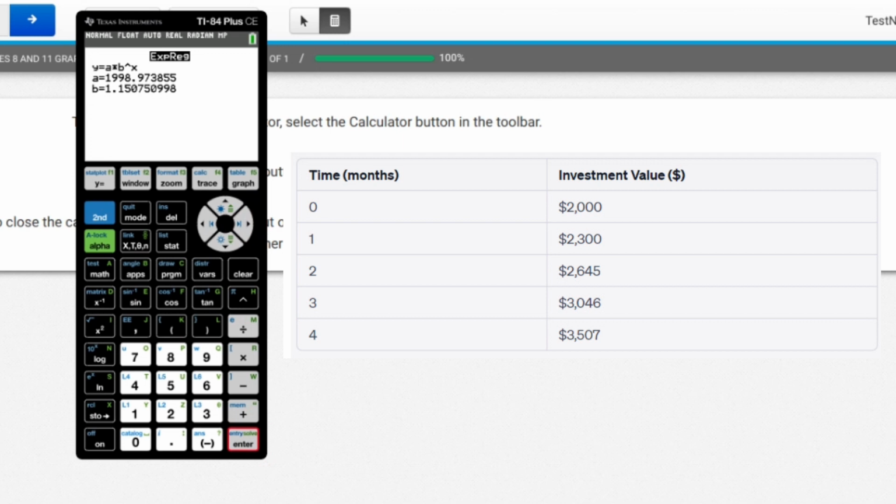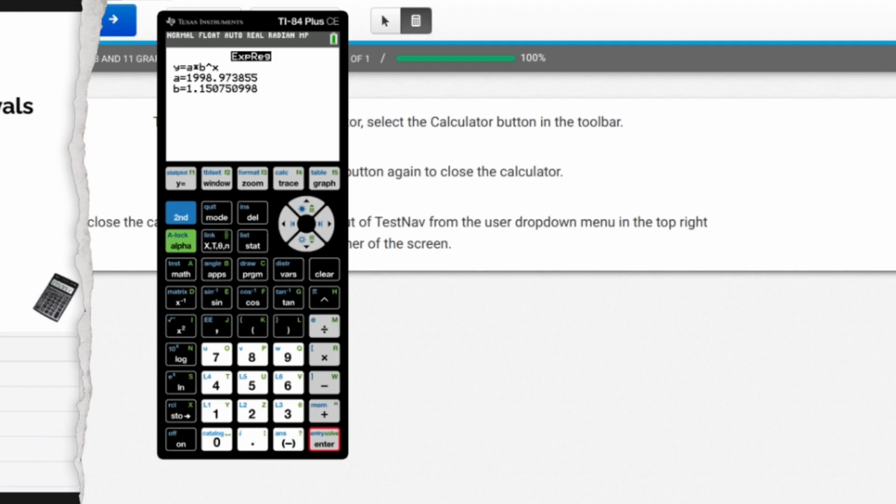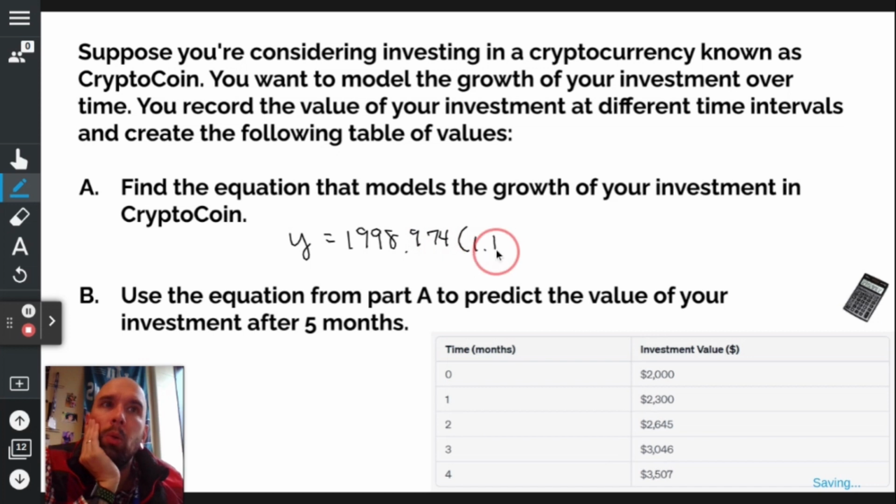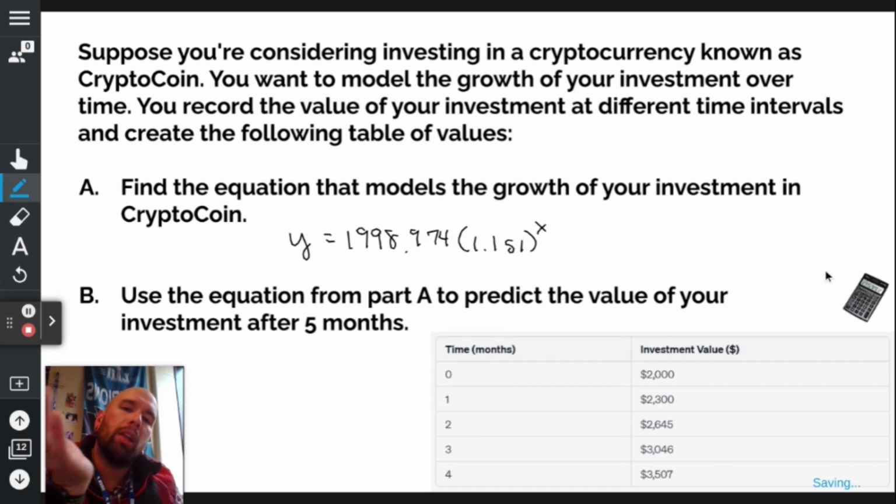Y equals 1998.974, I guess we'll round it to. And that'll be multiplied by 1.151 to the x. All right, so the equation that I got was y equals 1998, the year of my birth, 0.974 times 1.151 to the x, exponential growth. So that's the exponential. Definitely not linear, definitely exponential.